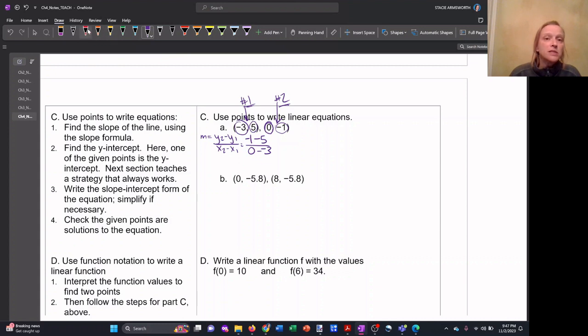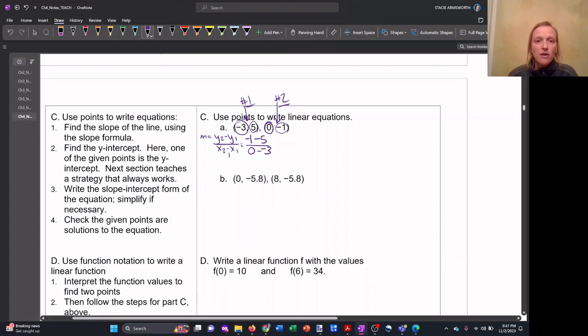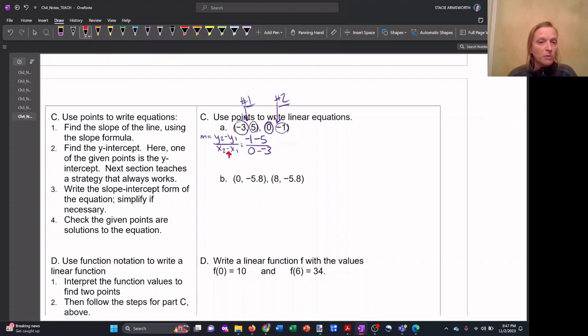Now, please notice this is a common mistake that students make. There's a negative sign here in the formula, and there's a negative sign here next to the x coordinate for point number 1. So both of those negative signs need to appear in my calculation. Otherwise, I'm going to get an incorrect slope. -1 minus 5 is -6, and 0 minus -3 is +3. So my slope here is -2.